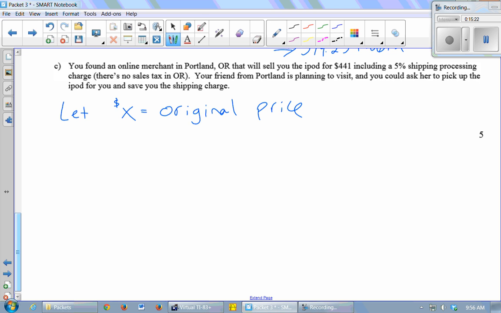Okay, now if you need to increase that price by 5% to account for shipping cost, how do you increase a number by 5%? Yeah, I could take 5/100ths of it. Yeah. So I would take my original price and add 5/100ths of it. And what should I get when I take my original price plus the shipping costs? I should get $441. That's what they told me in the problem. Including shipping, it's $441. And now I have an equation, an algebra equation. I'm trying to find out how much this iPod costs without shipping.